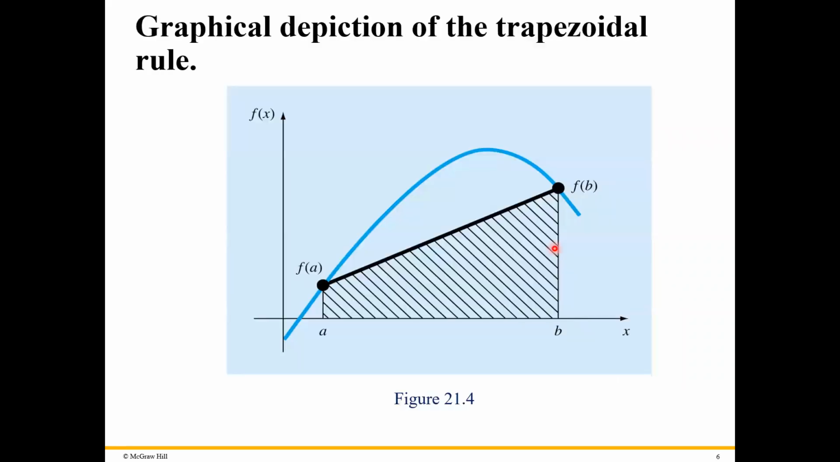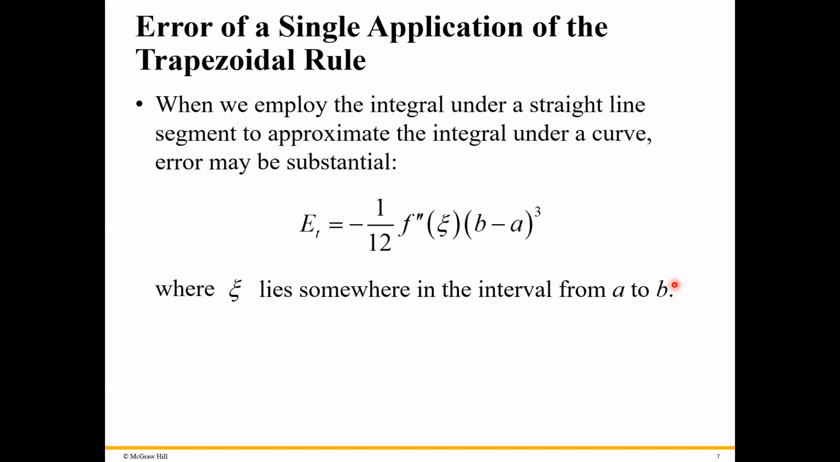This area of the trapezoid, of course, has some error. For those situations where we don't know the true value, we can only approximate the error. The derivation of this formula from some algebra is given in the textbook. We will not go into the derivation of this.